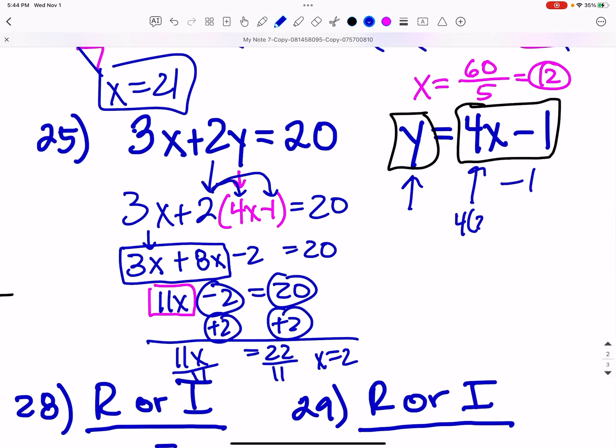I'm going to say, okay, but the y is the same thing as 4x's minus 1. 4x's is 4 2's minus 1. 8 minus 1 is what y equals. Y equals 7. We put them in alphabetical order, 2, 7.